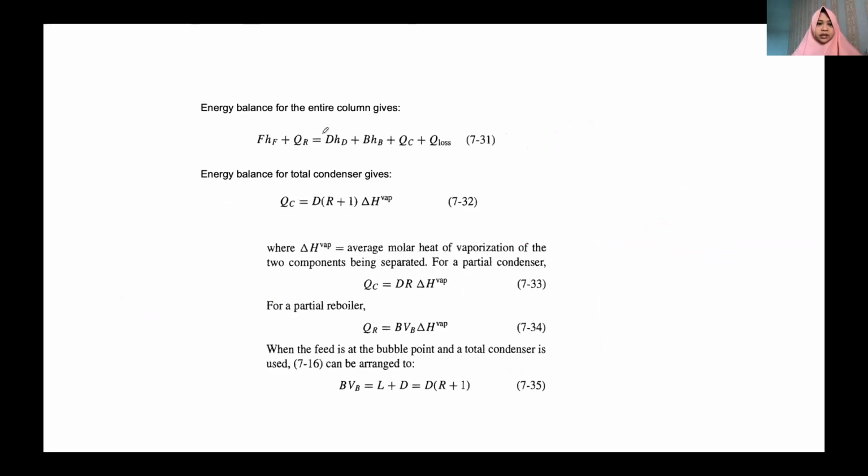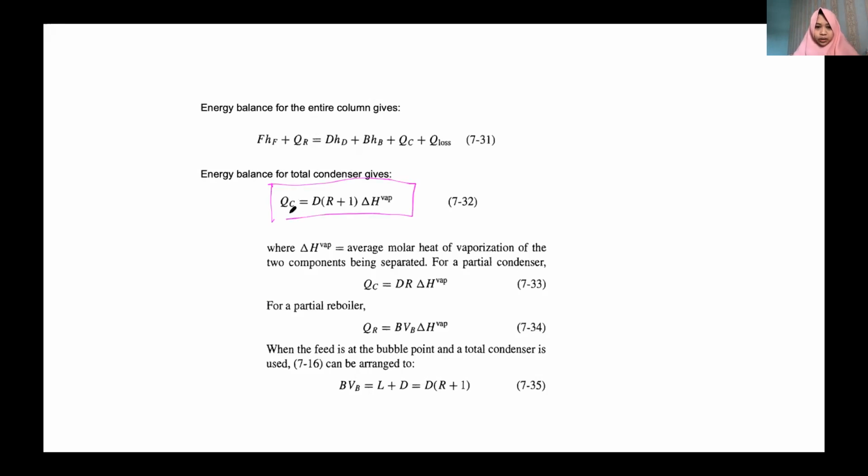So I would say this is the energy balance for the entire column. From the feed, the enthalpy in the feed multiplied by the feed rate, plus the reboiler, because we add the reboiler, would be equal to the distillate and also the bottoms there, and also the Q that we withdraw, which is the condenser. So the energy balance for a total condenser is this one.